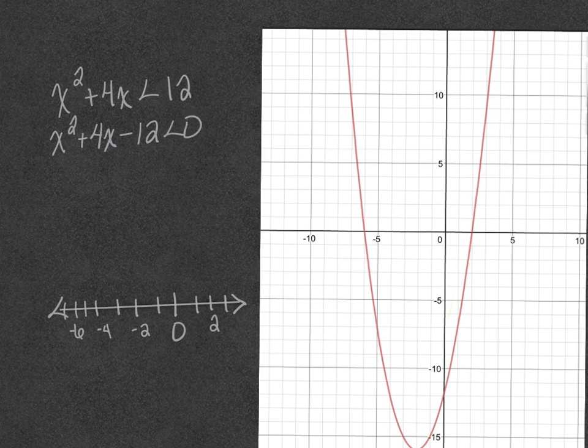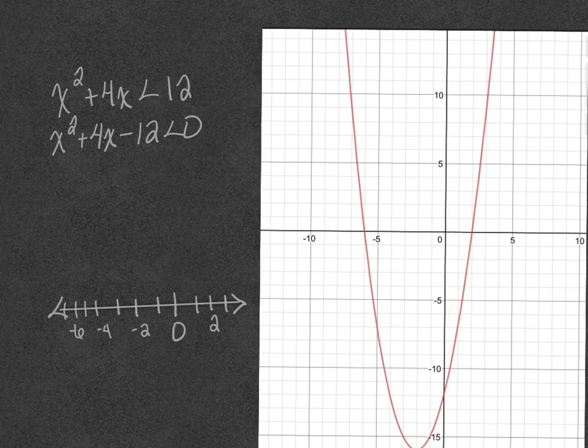What I have done over here on the right is graph the parabola x squared plus 4x minus 12. That's what I've graphed. So what we are actually trying to find are the x values. Anytime we're writing a solution on a single number line, like what we have here on the left, we are looking at our x values.